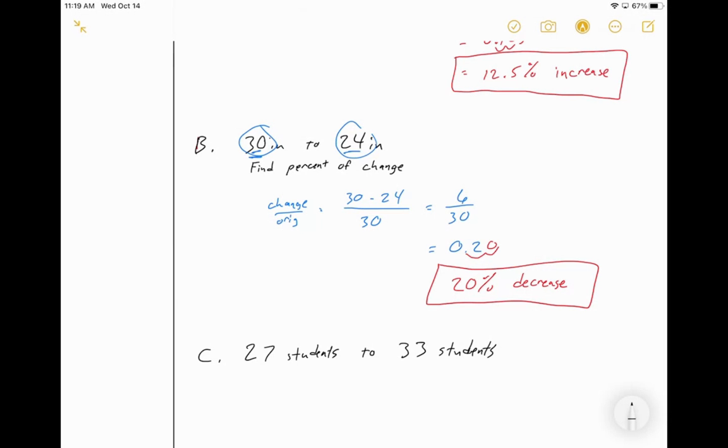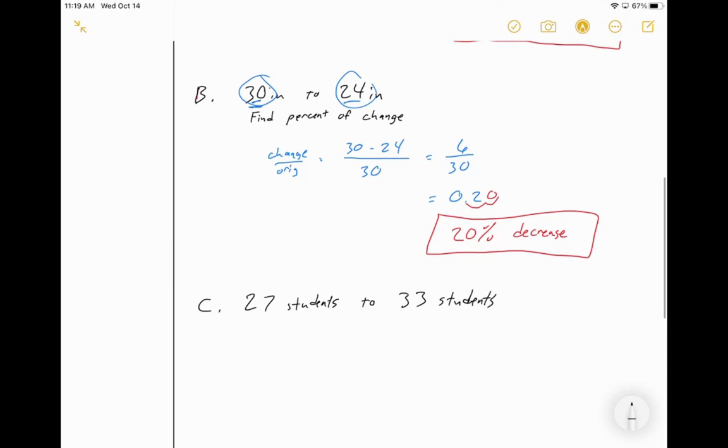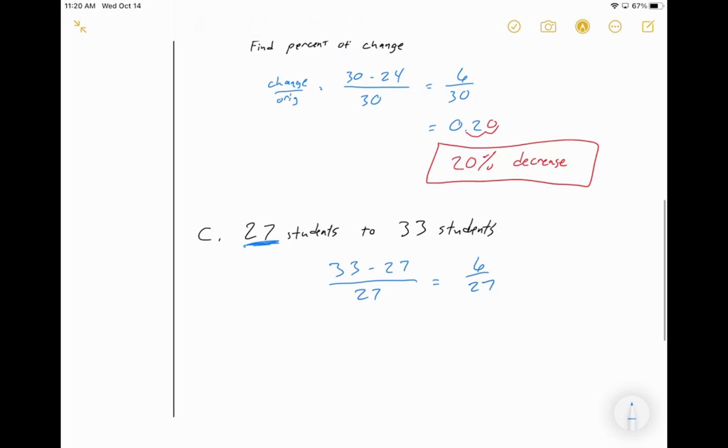Good. Okay. So for some of you who might have been still confused, again, remember, subtract, divide. That's it. Subtract, divide. That's all you got to do. Here we go. Subtract 33 minus 27. Divided by, again, don't divide by 33. Divide by the first number, the 27. So 6 divided by 27. Now, you probably got 0.22222, something like that, right?